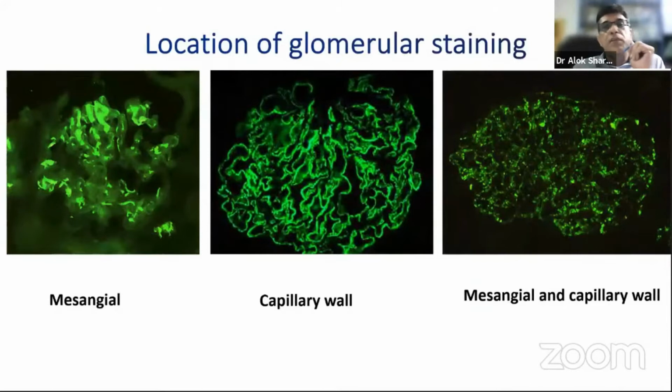So if you put the three images together, you can clearly see the difference: the mesangial, the capillary wall, and the mixed pattern of mesangial and capillary wall. You can clearly see the difference in staining.